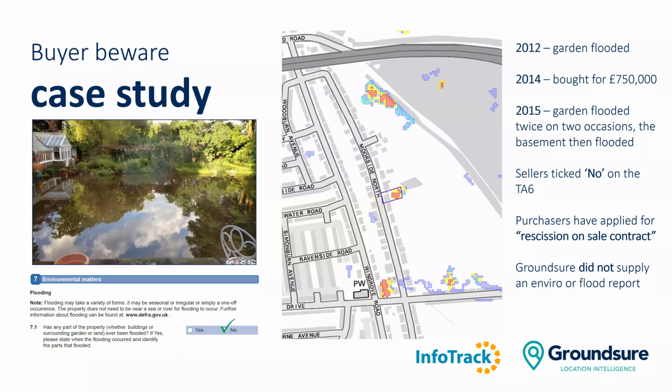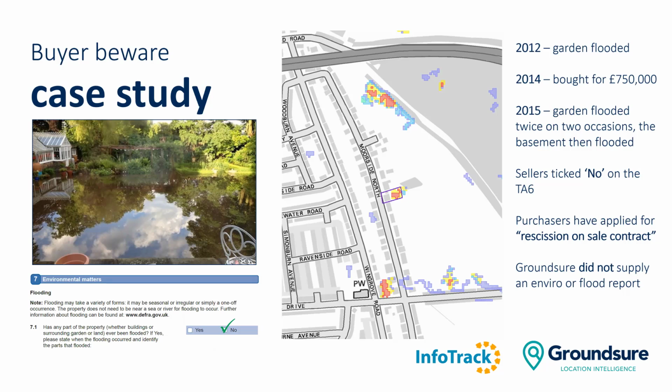And this is another case just highlighting the importance of filling out forms correctly, to do with a TA6 form, which I'm sure you're all very familiar with. Back in 2014, a family bought this property for £750,000. The sellers had filled out the TA6 form and said that they weren't aware of any flooding that had happened on site previously. But after the new owners moved in, the very next winter, their garden had completely flooded to look like a lake, as it does on the image on the left-hand side.